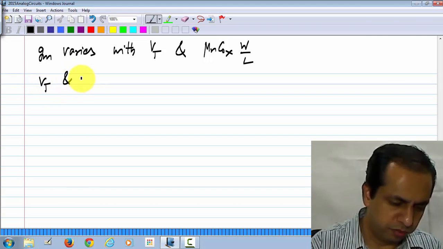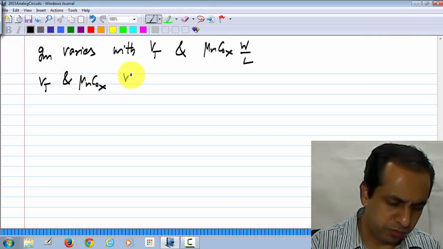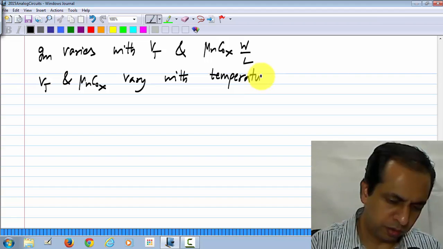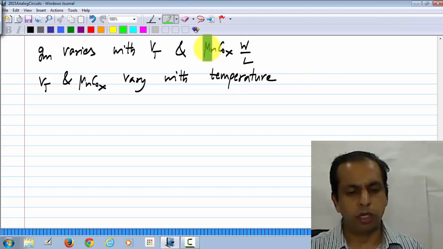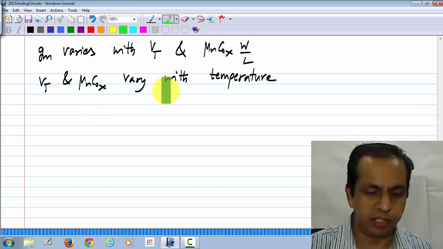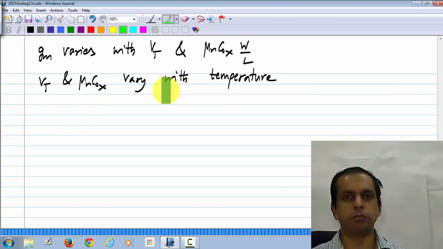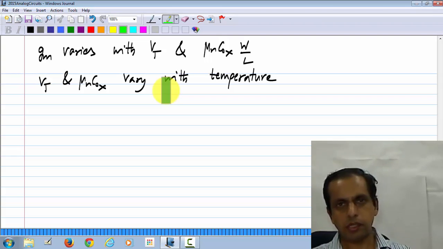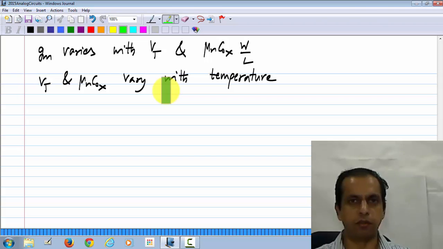And both Vt, mu, and Cox vary with temperature. Knowing how much this varies and how much Vt varies, you can calculate the minimum and maximum quite easily. The range of GM may be quite large. So if you want an amplifier of gain 10, you could be getting anywhere between 5 and 20 or something. We would like to keep a tighter control of the gain, or GM. So what do we do?